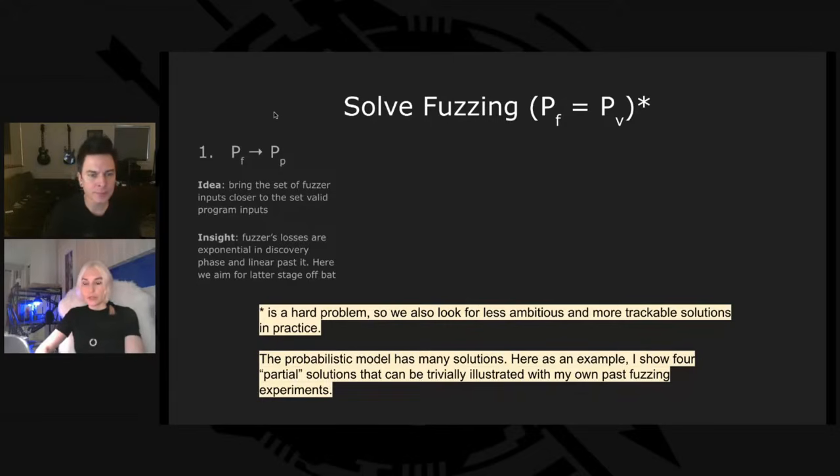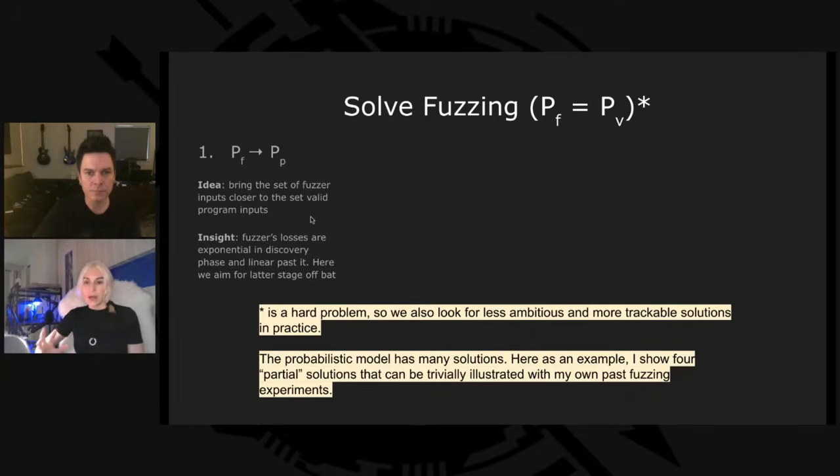So the first approach is trivial. We let the probability distribution of the fuzzer tend to the probability distribution of program inputs. What this means in practice: if we fuzz the program based on valid program inputs, if we gather samples that are known valid inputs of the program, then we already perform much, much better in fuzzing, because it allows us to skip this kind of exponential cost of exploring new branches, and we skip directly to the linear phase of fuzzing known branches.